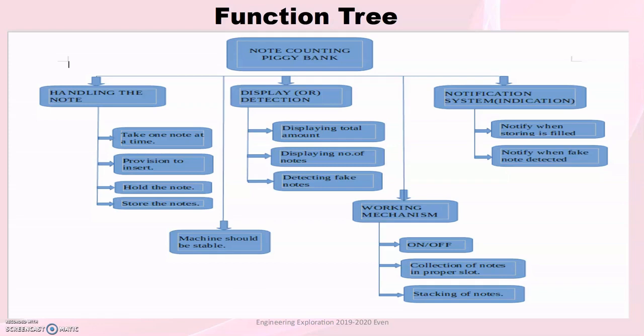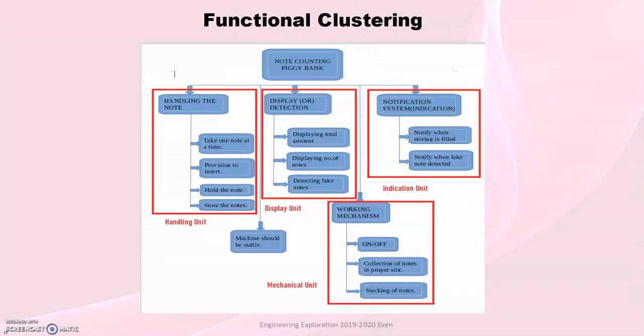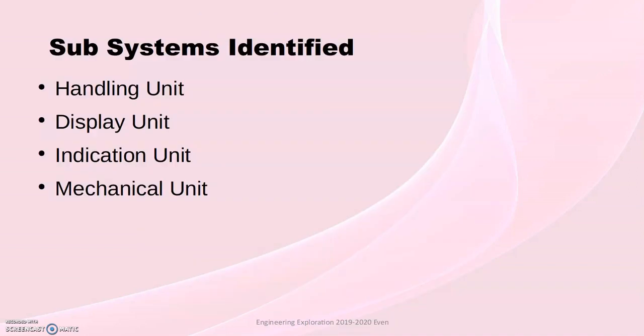Taking into account, stability of the machine is one of the key features. For the mechanism, the on-off switch, the collection and stacking of notes properly are given. So basically, from the function tree, we could cluster the functions into mainly 4: handling unit, display unit, indication unit, and mechanical unit. So as we clustered, the subsystems identified are handling unit, display unit, indication unit, and mechanical unit.